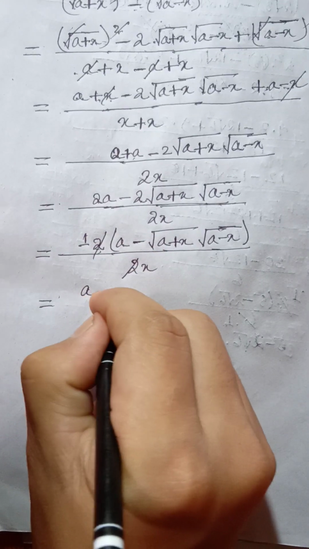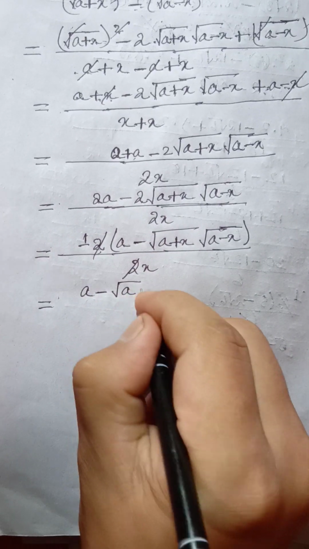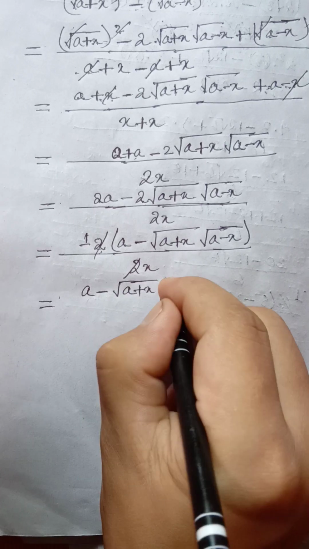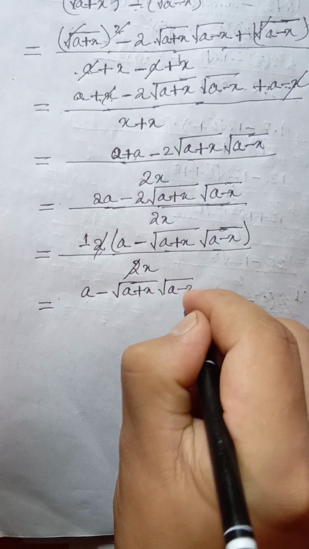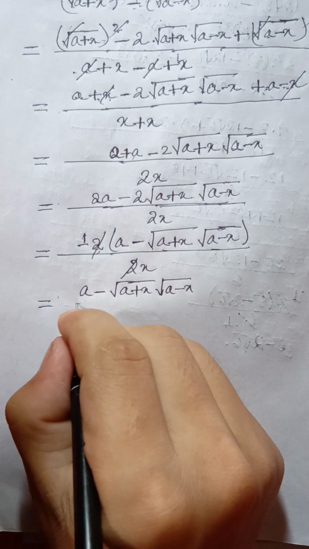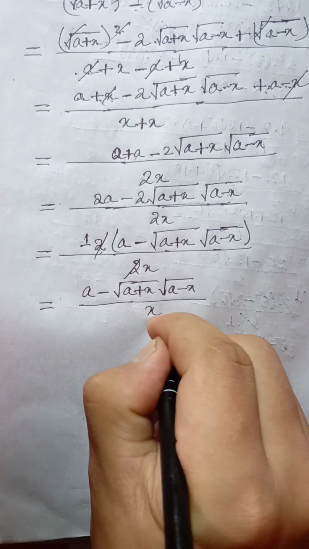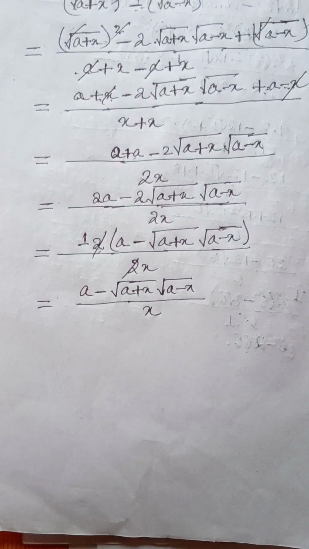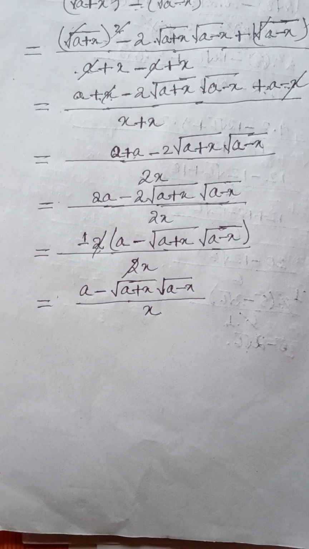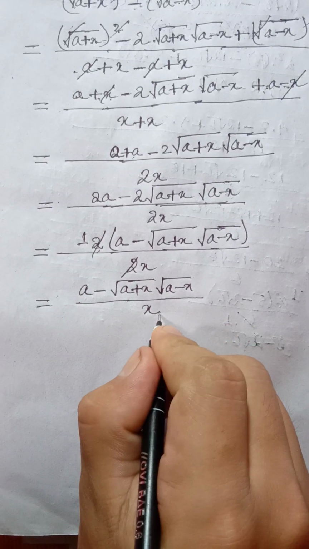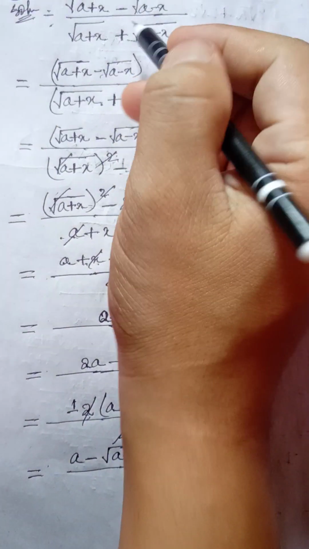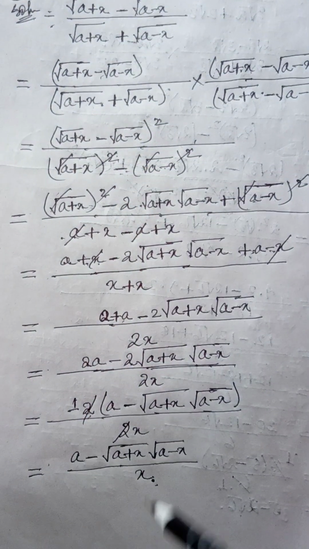Then the final answer that you will get, that it will be root over a plus x into a minus x, divided by, or in the denominator we'll have x. Okay, so that will be the answer for this. Since it is in the form of rational number, that's what the question has asked us to do, to convert this irrational number in the form of rational number.